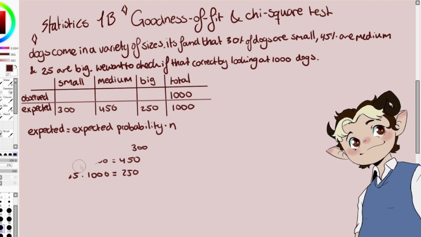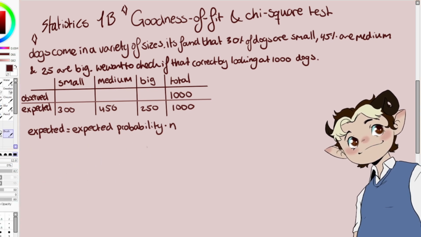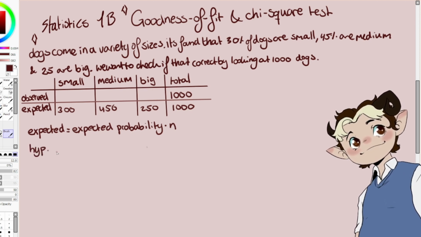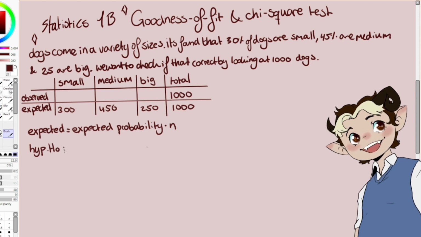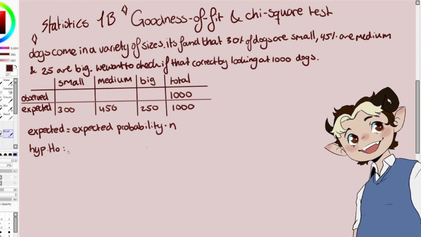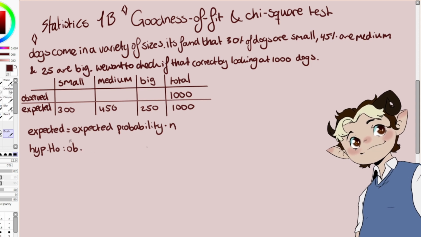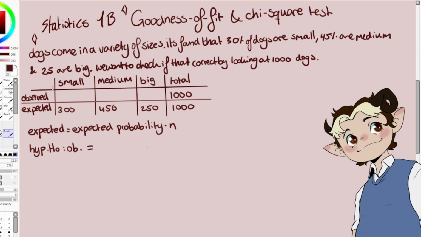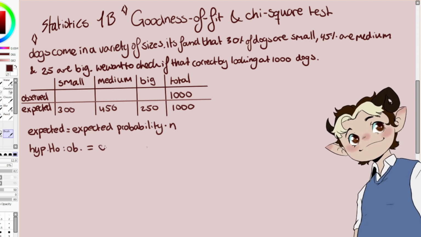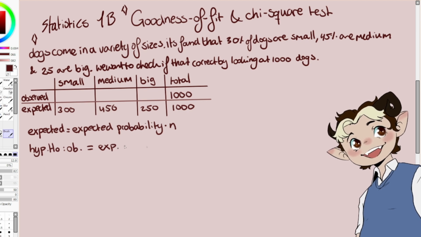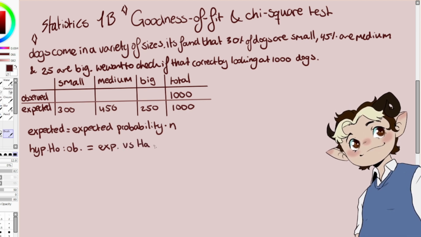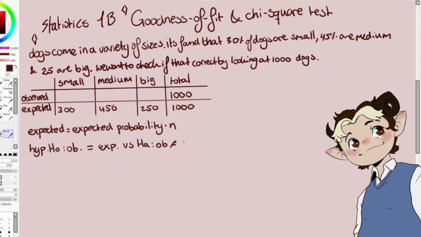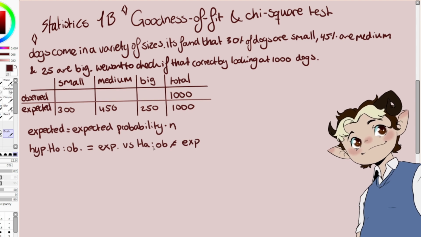Then, like always, our next step is to look at our hypotheses. Our null hypothesis is that our observed value is going to be the same as our expected value. We assume that we're going to observe just as many as we expect. Meanwhile, our alternative is that we are not going to observe what we expect.